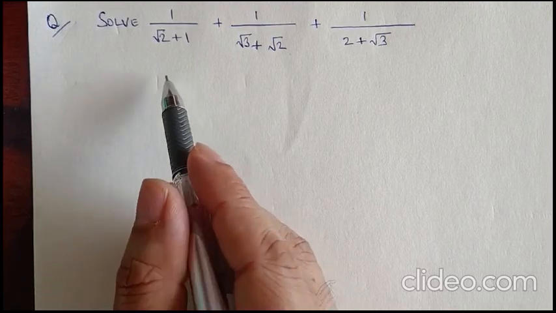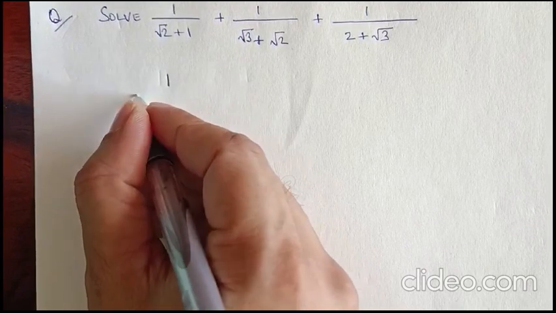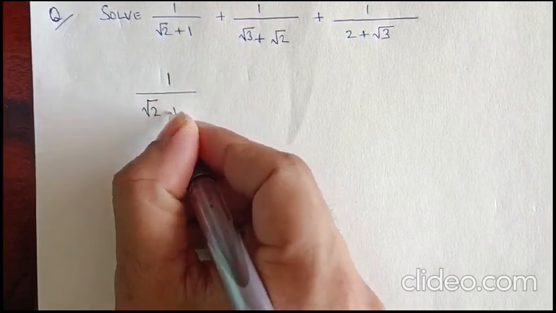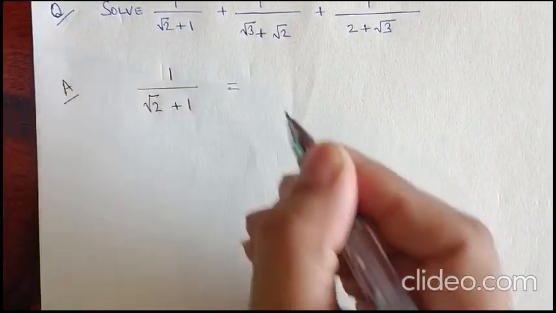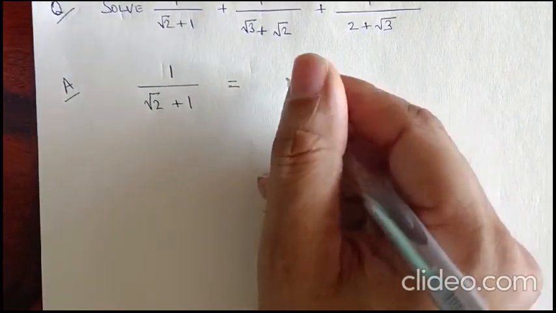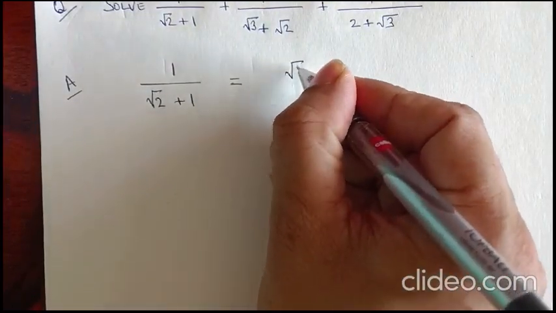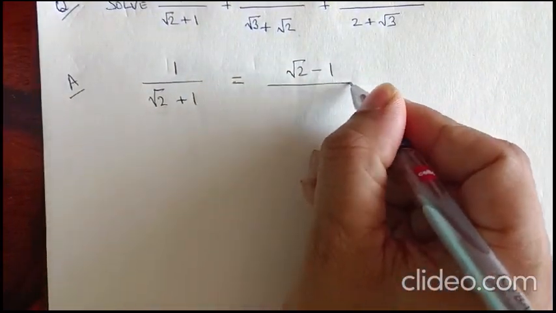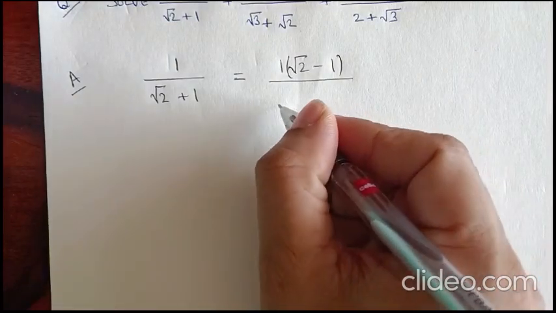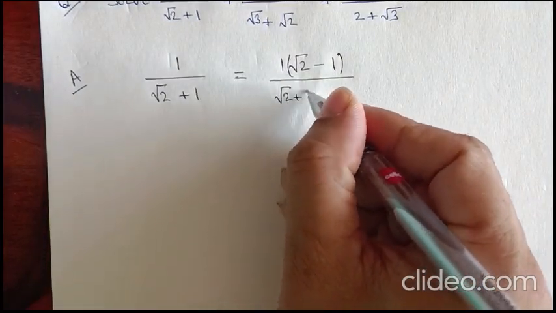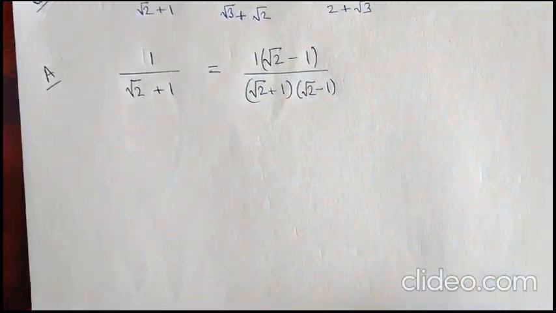Okay. So now solving for this. Our first term here is 1 by root 2 plus 1. We will write the answer. This is equal to nothing but, we will try to rationalize the denominator here. So we put root 2 minus 1 above, right? So 1 into root 2 minus 1. The denominator also has to be multiplied by the same number, right?